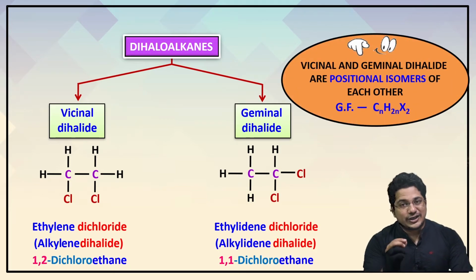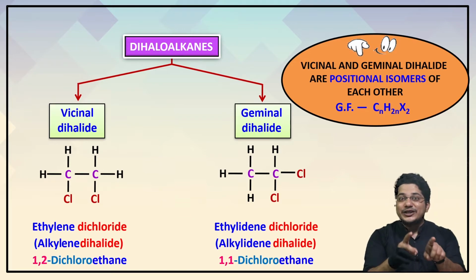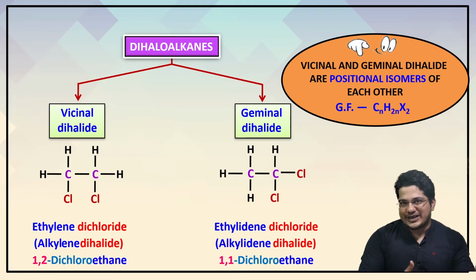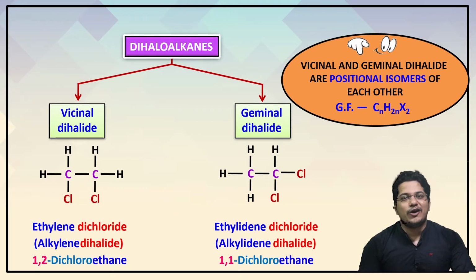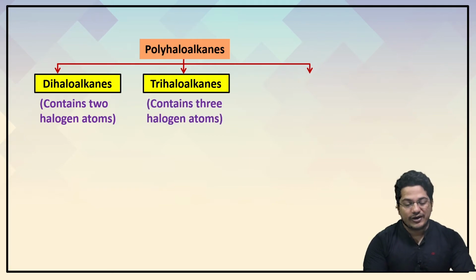Next, note that geminal and vicinal dihalides are isomers of each other. And which isomers? They are positional isomers. Just check over here in the IUPAC names, you can observe the first one, that is geminal, would have 1,1-dichloro, whereas vicinal has 1,2-dichloroethane. Okay. Further, the general formula of any dihaloalkane, whether it is geminal or whether it is vicinal, would be CnH2nX2. Let's move further. Polyhaloalkanes can be further classified as trihalides or trihaloalkanes, and next one is tetrahaloalkanes. Trihaloalkanes should contain three halogen atoms.